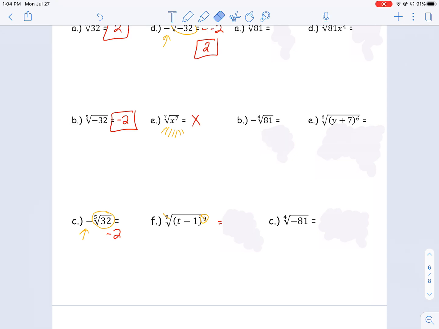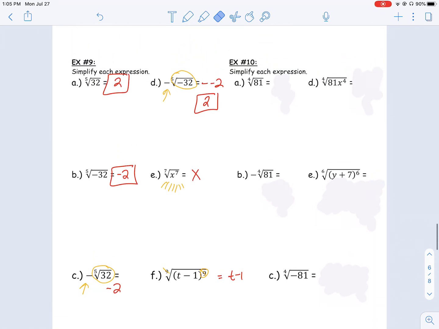So really, I can just say that the 9th root of (t minus 1) to the 9th is really just t minus 1. You can put parentheses if you want to, or you can leave them off. It would be the same thing, but you do not need absolute values because remember, it's an odd root. We don't have to worry about absolute values with an odd root.